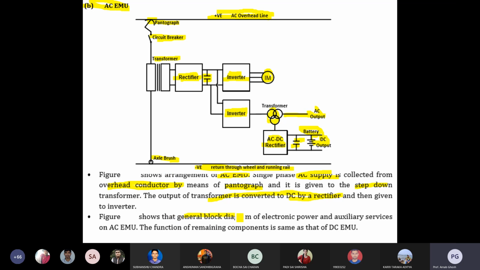The figure shows the general block diagram for electronic power and auxiliary service of the AC unit. So you get the AC output as well as auxiliary service, meaning internal fans, lights, and all internal electricity for the auxiliary operations. The remaining components function the same as the DCEMU. The rest of the things are the same.